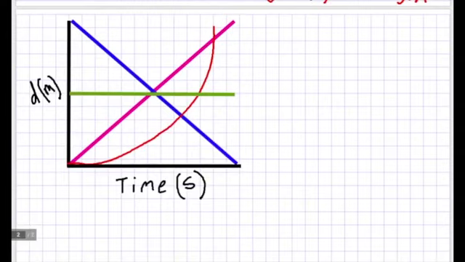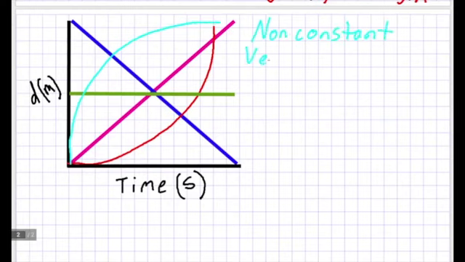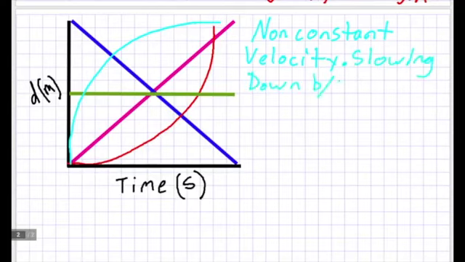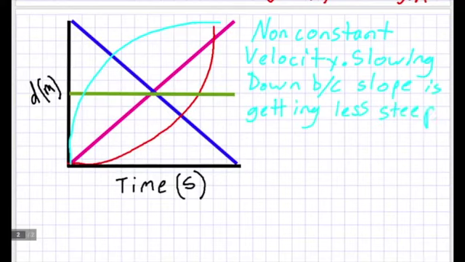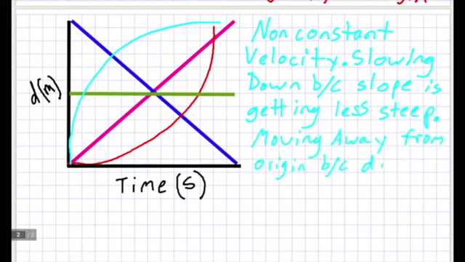Let's take a look at another example here with another curved line. Here we have a curved line that is also moving upward. Again, since this is a curved line, it means that it has a non-constant velocity, which means that it's experiencing some sort of acceleration. In this case, the slope is getting less and less steep, which means that our velocity is getting slower and slower. Therefore, I would say that this line is slowing down. Again, because this line is moving upward, it means that we're moving away from the origin because our distance is increasing.